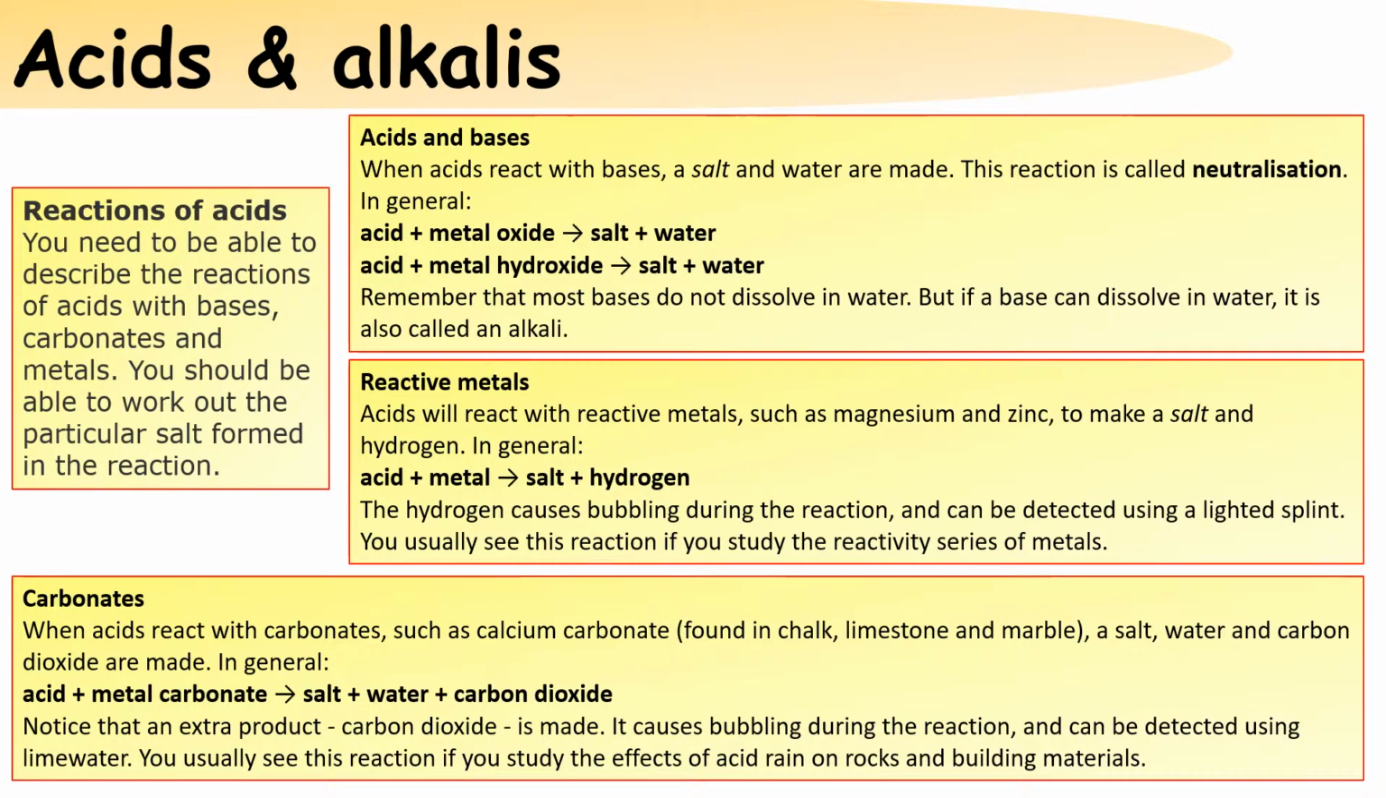When acids react with carbonates, such as calcium carbonate, a salt, water and carbon dioxide are made. Its general formula is acid plus a metal carbonate goes to form salt, water plus carbon dioxide. Notice that an extra product, carbon dioxide, is made. It causes bubbling during the reaction and can be detected using lime water.